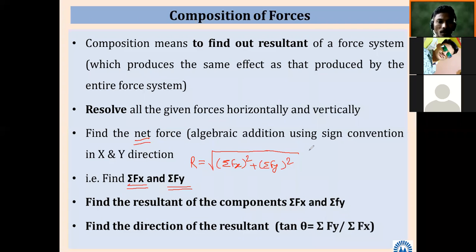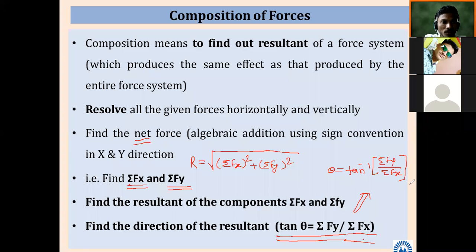Likewise, we have to find the resultant of the components. On the other hand, if we want to find the direction of the resultant, the formula is given at the bottom: tan theta is equal to summation Fy divided by summation Fx. Suppose from this formula you want to find theta. What will be the formula for theta? Theta is equal to tan inverse of summation Fy upon summation Fx. Likewise, you can find it.